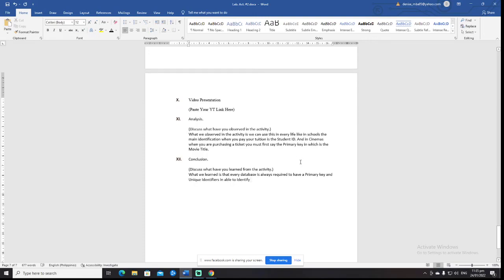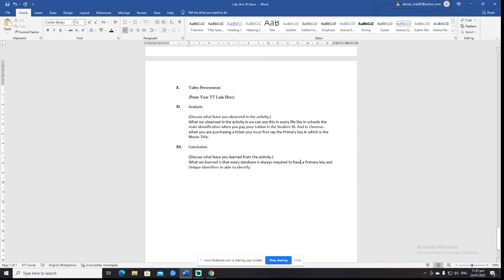Our conclusion is that what we learned is that every database is always required to have a primary key, and unique identifiers enable us to identify what is the most important. And that's it.